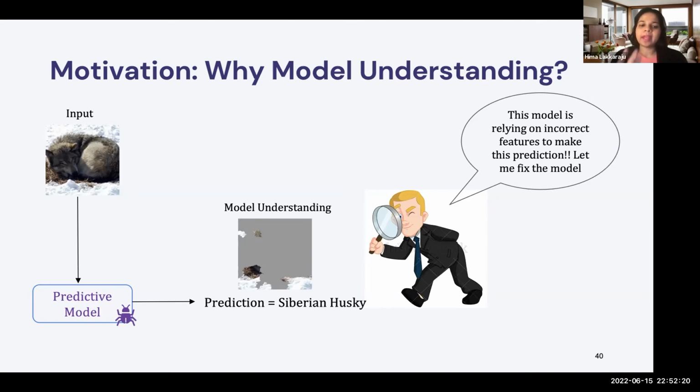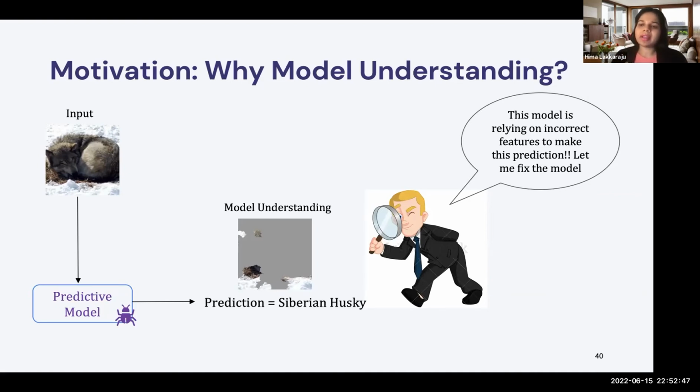For example, in this case, we observe that the model is actually focusing on the snow pieces within the image, indicating that it is using snow to determine if the animal in the picture is a Siberian husky or not, right? So this model is indeed a snow detector, but it's not really looking at the features of the animal when making a prediction about which animal it is, right?